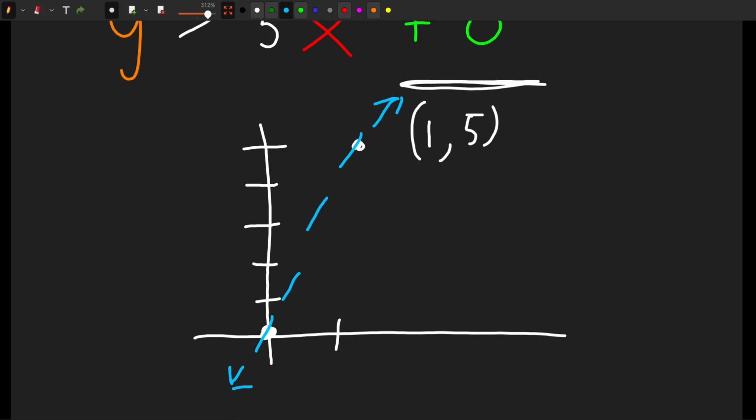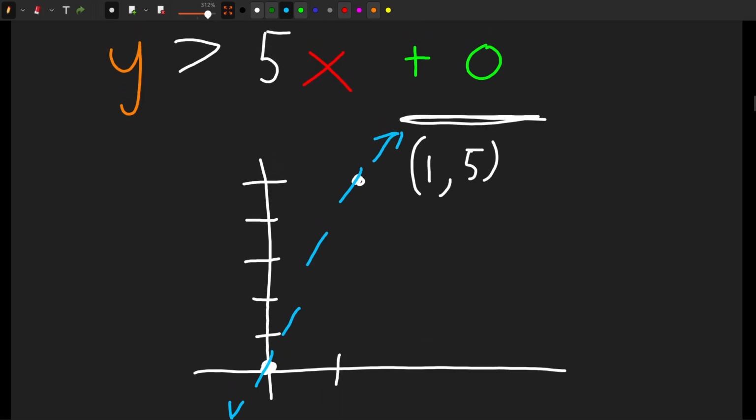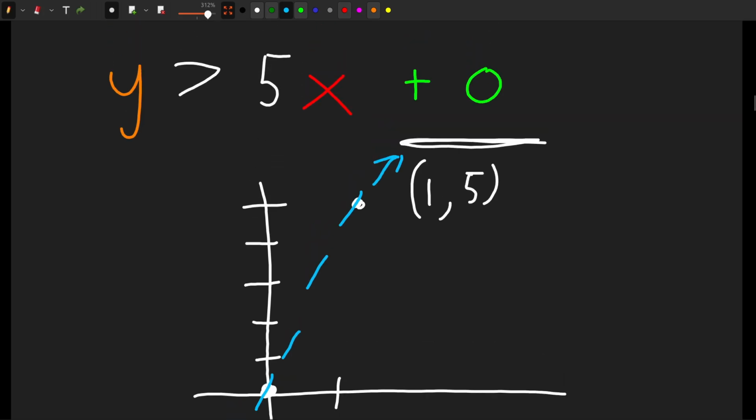All right. Now, here's the tricky thing. This line is going through the origin. So can we use 0, 0 as a test point? The answer to that is false. Since we're going through the origin, we can't use 0, 0 as a test point. If we were to plug in 0, we would get 0 is greater than 0, and that would make no sense. So instead, let's choose a different point.